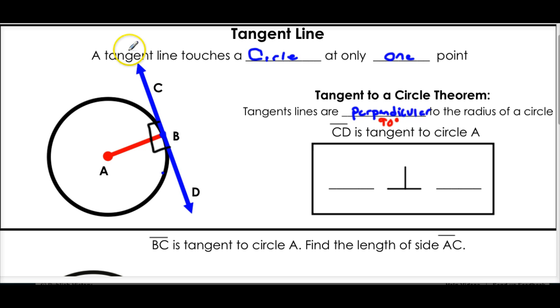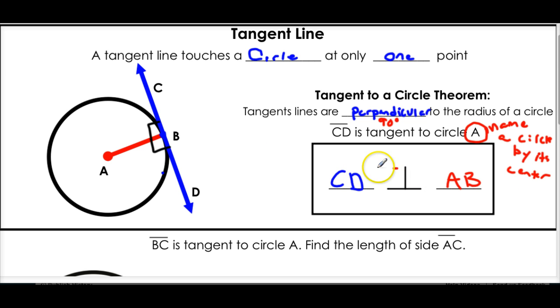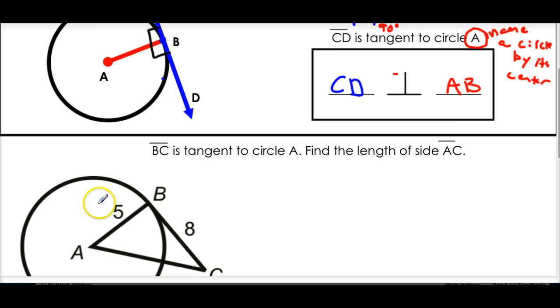In this case, if CD is tangent to circle A, and remember, we name a circle by its center, so A is the center of this circle, then we know that line CD is perpendicular, that's what this symbol means, to AB. AB is the radius, CD is the tangent, and they create a 90-degree angle. So how's that going to help us solve problems? How do we apply this tangent to a circle theorem?